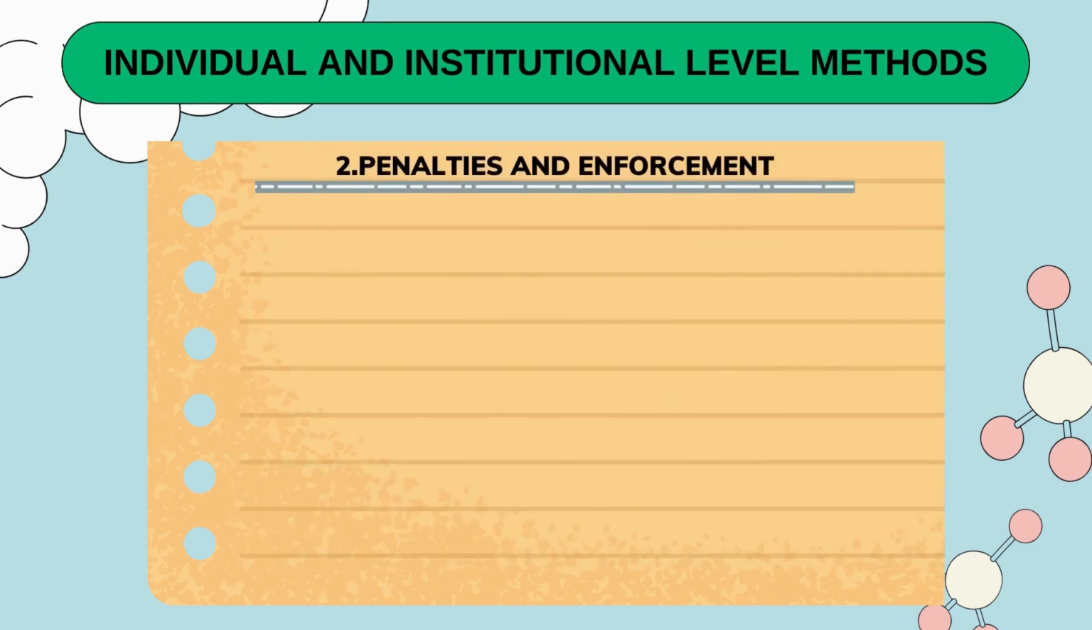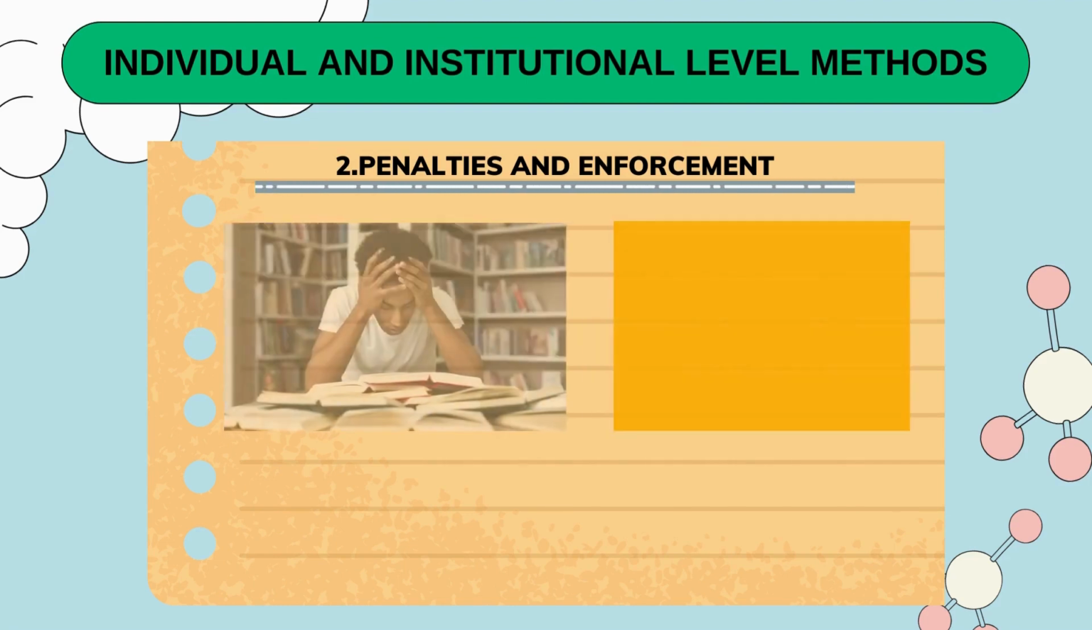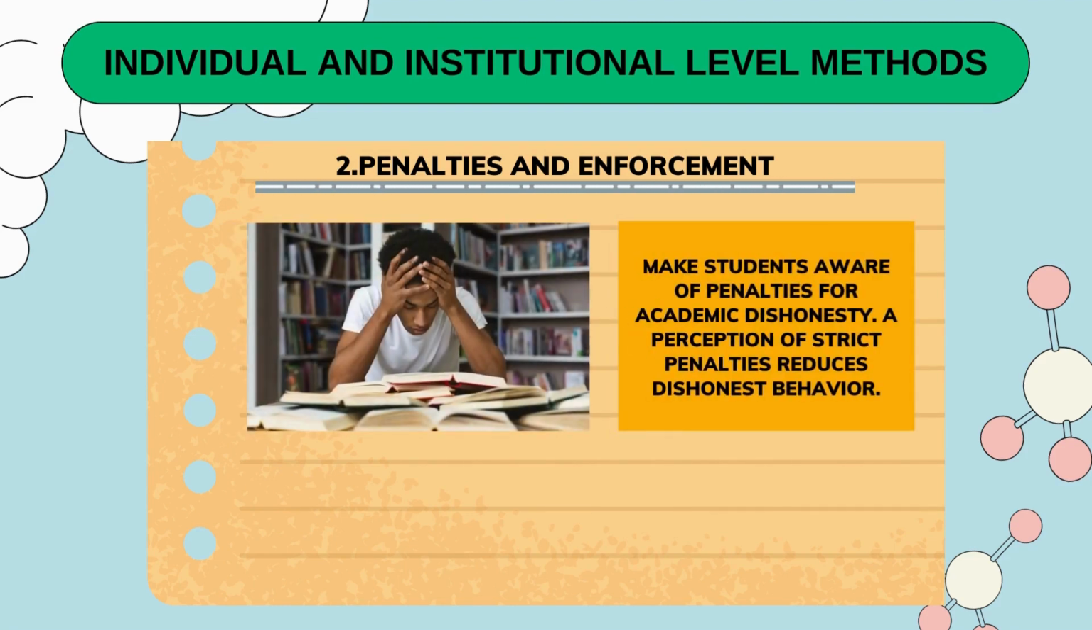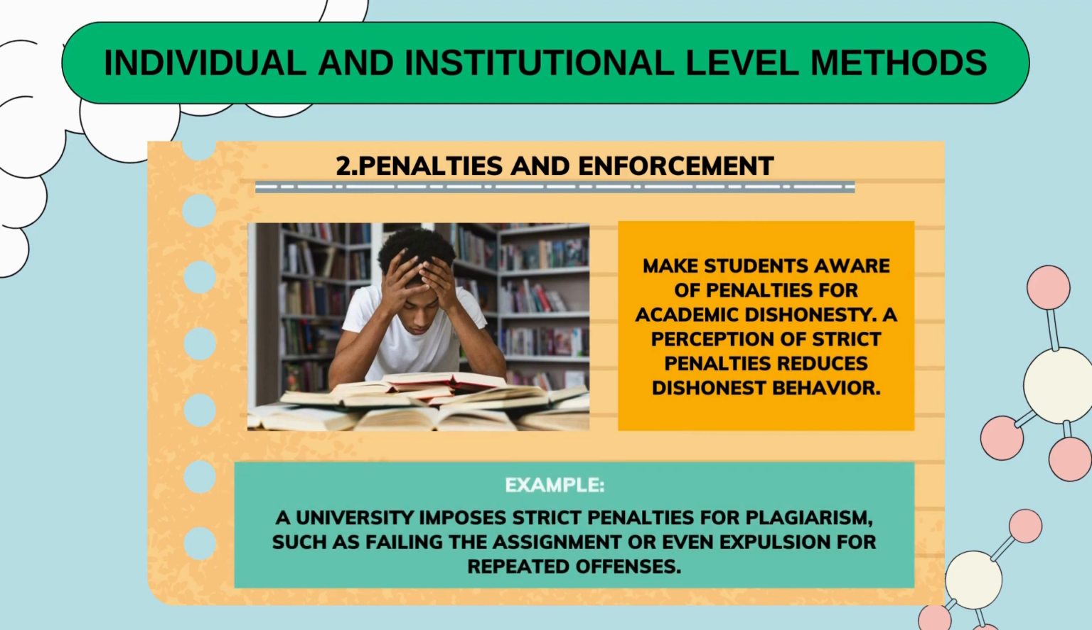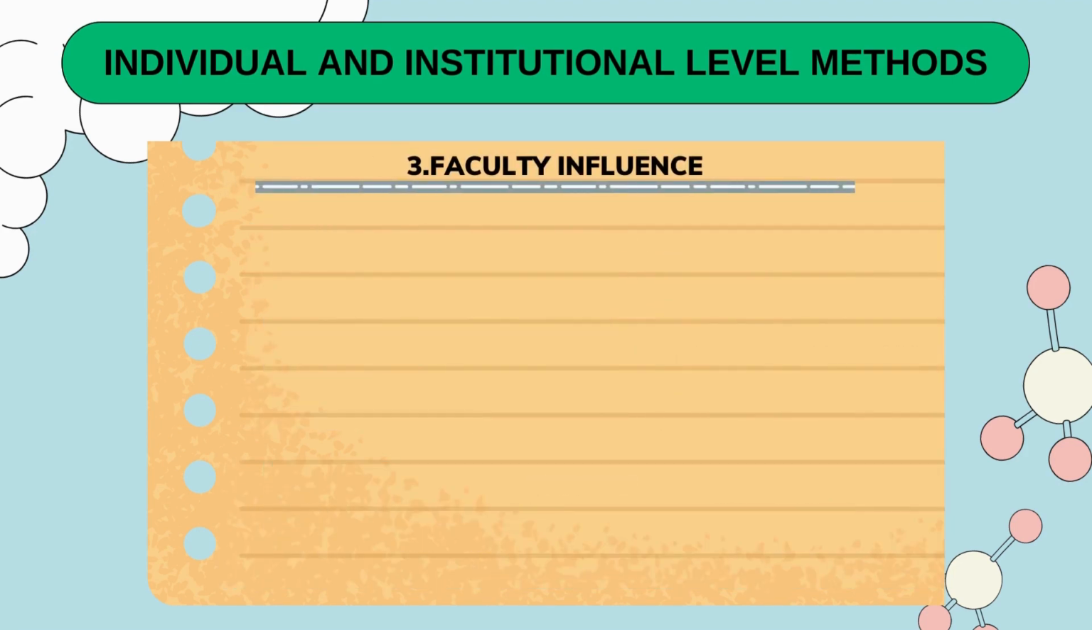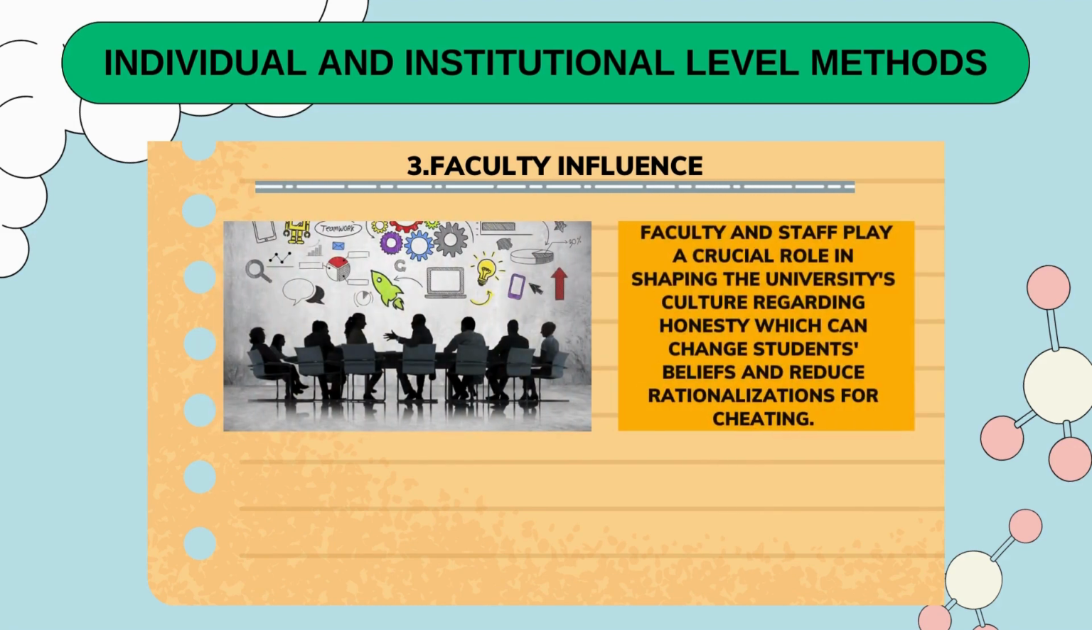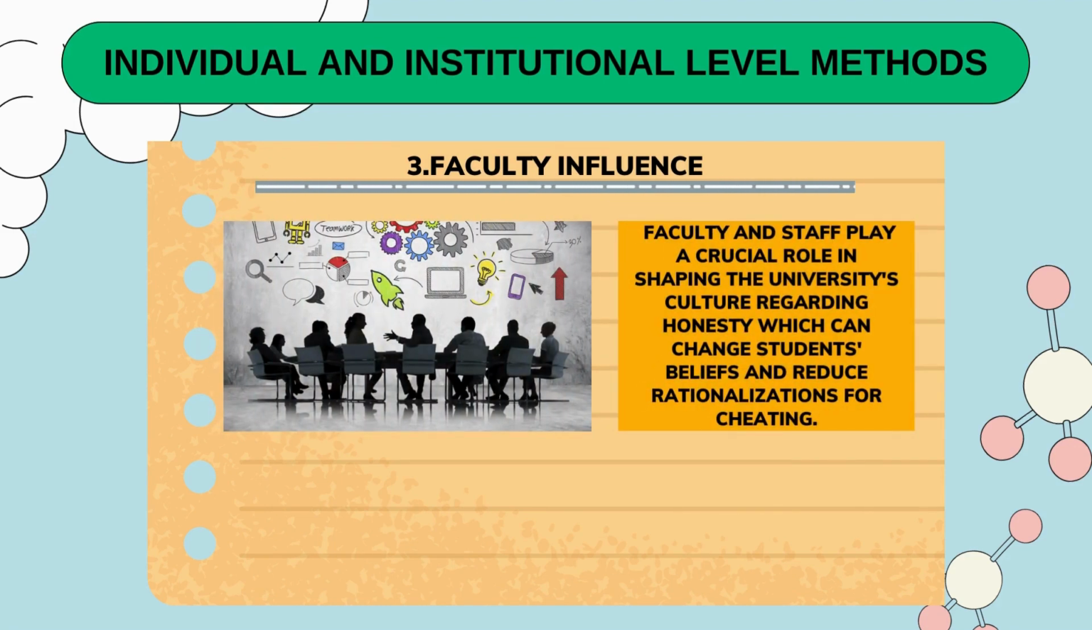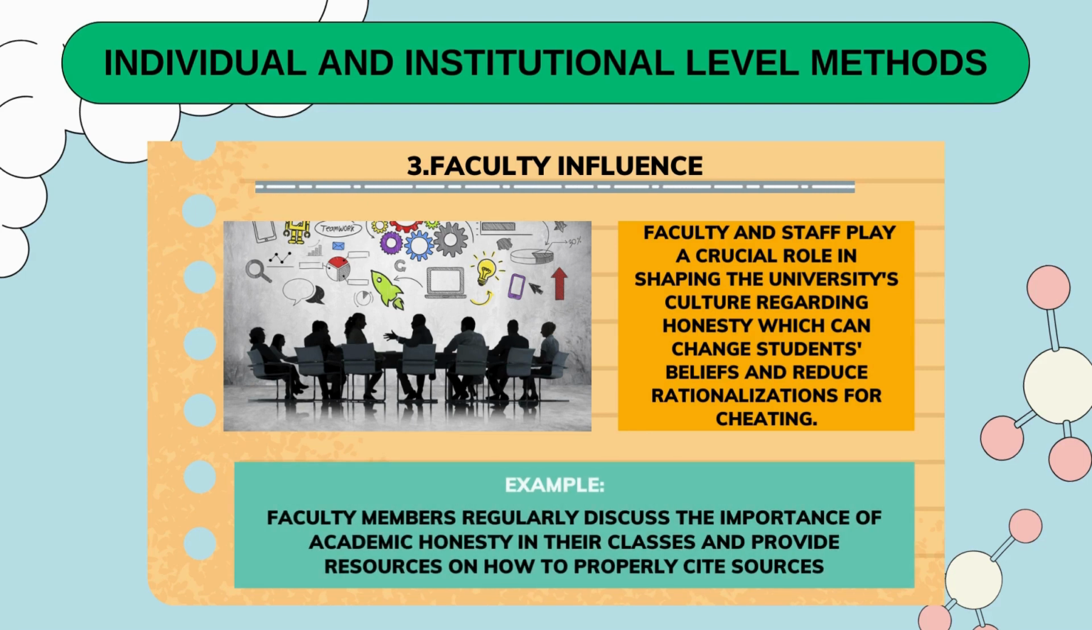The second way is penalty and enforcement. Academic staff make students aware of penalties for academic dishonesty. A perception of strict penalty will reduce dishonest behavior. The third way is faculty influence, which is that faculty and staff play a crucial role in shaping the university's culture regarding honesty, which can change students' beliefs and reduce rationalization for cheating.